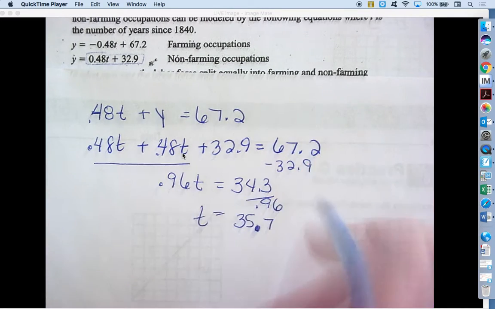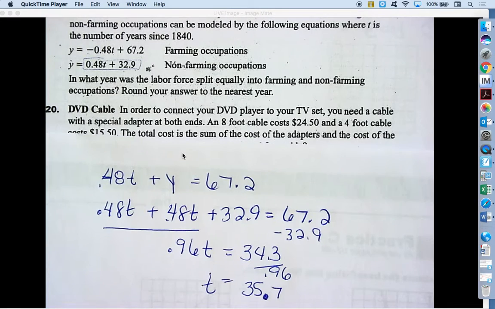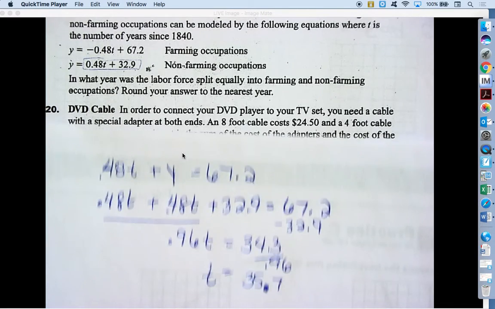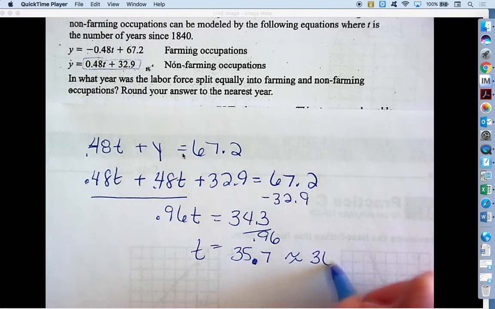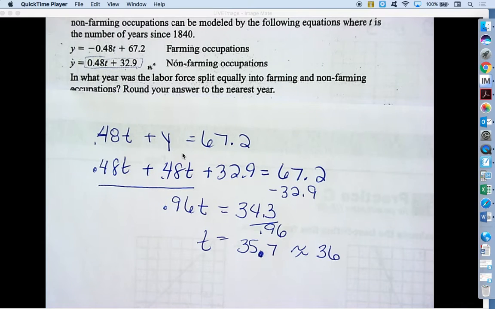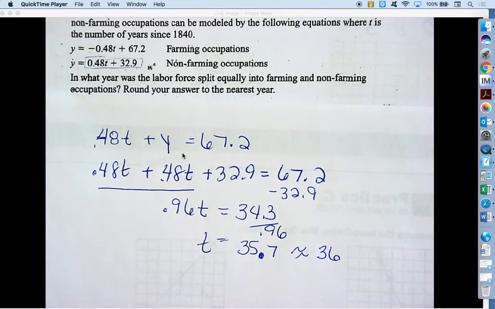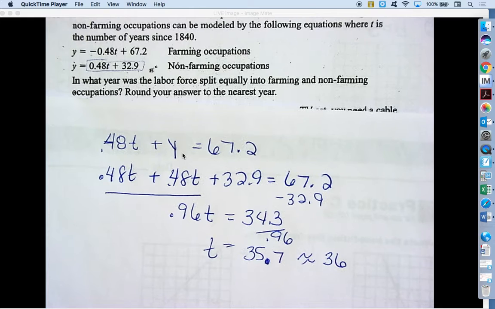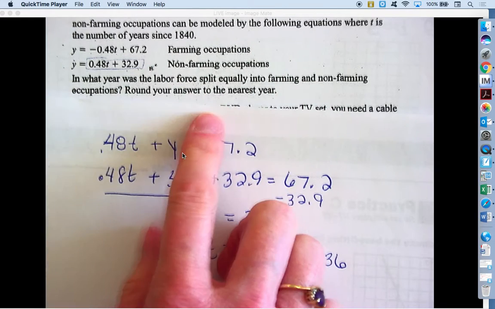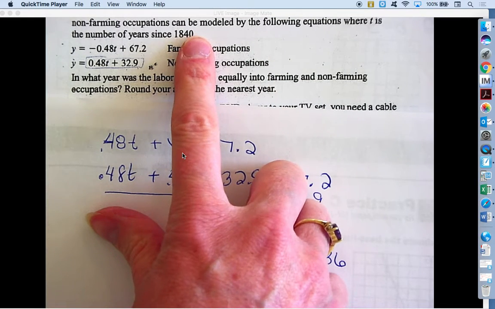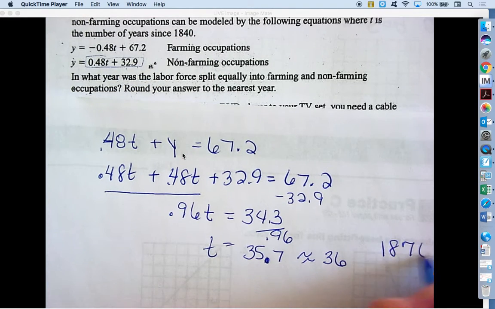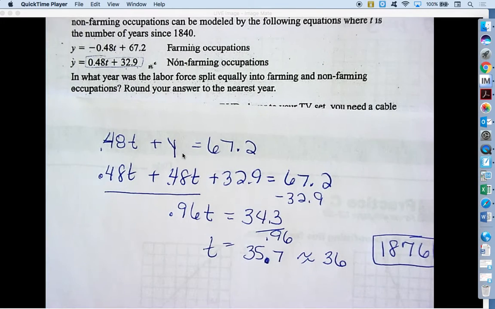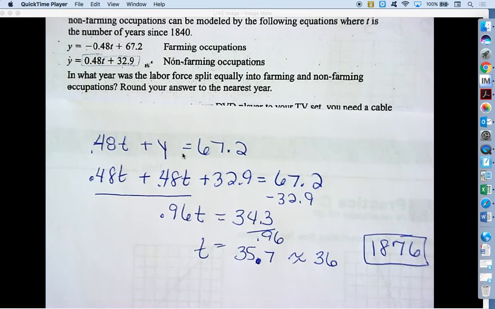So then the question says, in what year was the labor force split equally? Round your answer to the nearest year. So if it wants us to round to the nearest year, this would be approximately 36 years. But what year is 36 years? So, Brandon? 1876. Yeah, if we started in 1840, we're increasing that by approximately 36 years. So in about 1876, the farming versus non-farming types of occupations would be the same.